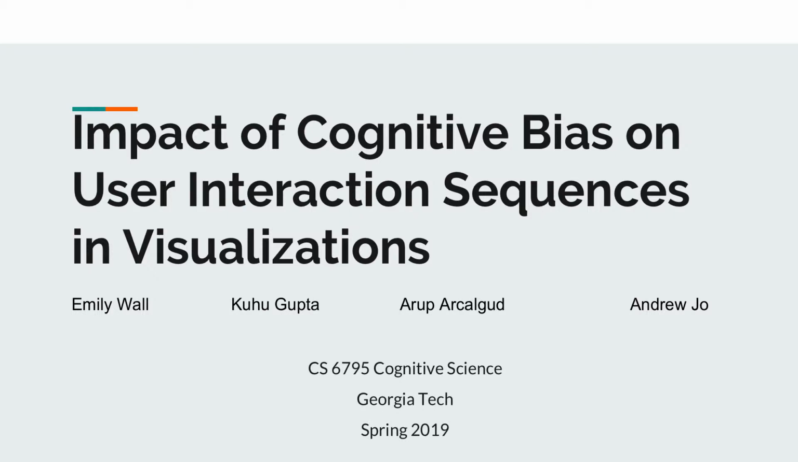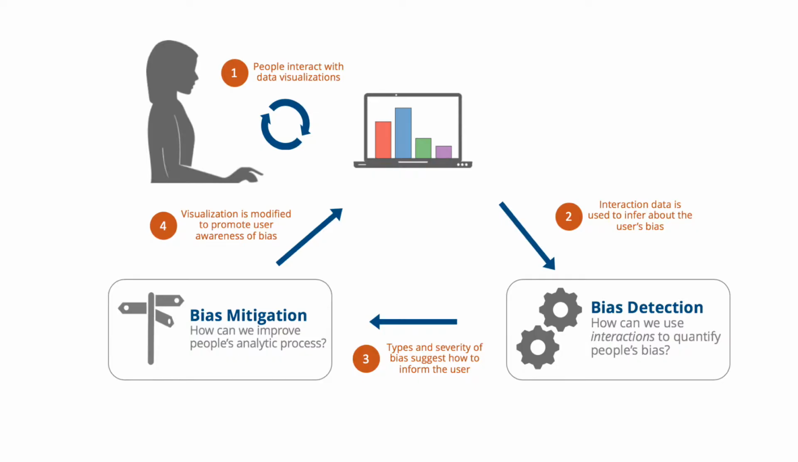However, bias impacts people's decision making and can skew the process of analyzing the data and the decisions that result. Therefore, it is important to look into the impact of cognitive bias on user interactions in data visualizations. To elaborate, here's a graphic to show why focusing on problems of bias in visualization has potentially high value.